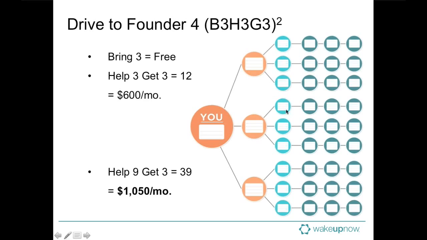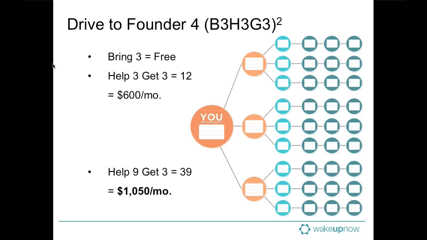Once you help them find 3 as well, so each of your 3 have found 3, they've gotten their product for free, you are making $600 a month residual. That's it. You're finding 3, you're helping them each find 3, $600 a month residual for you. These are insane in the industry. This is a once in a lifetime opportunity. We're the only company doing this, and it's a way for you to be able to make serious residual income quickly.